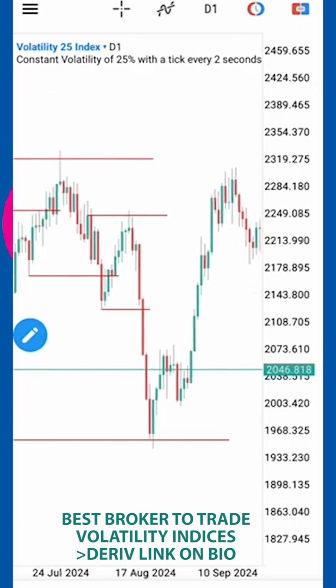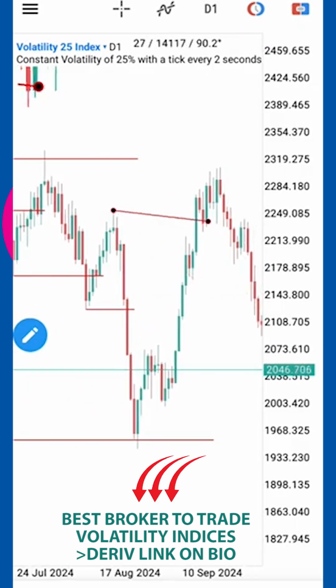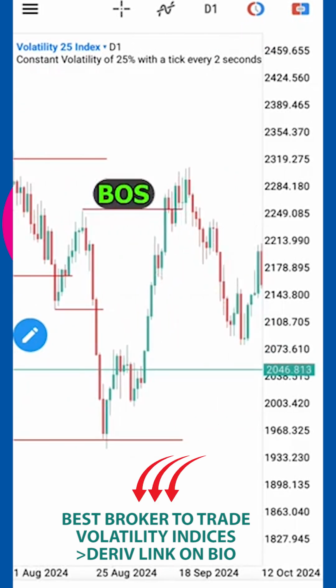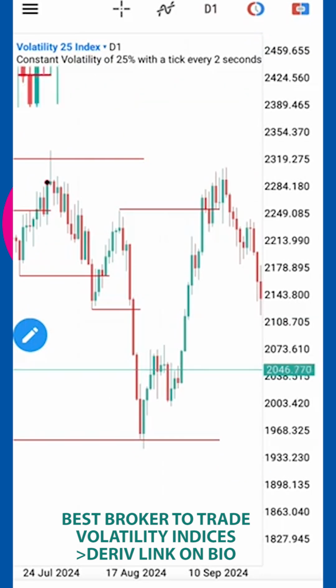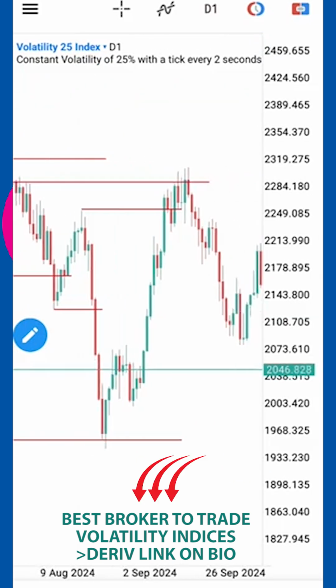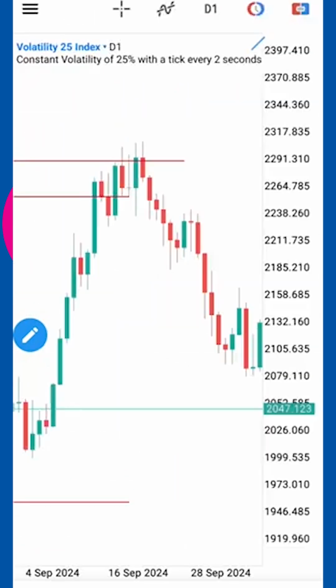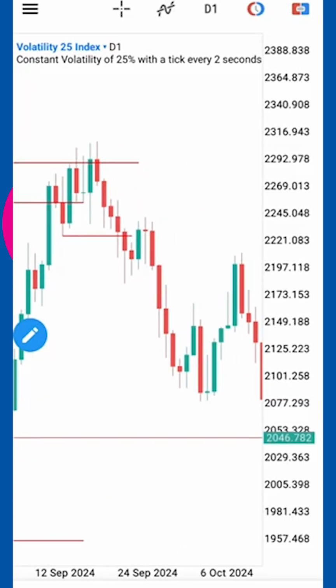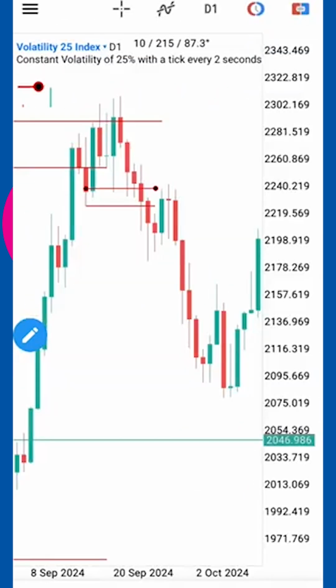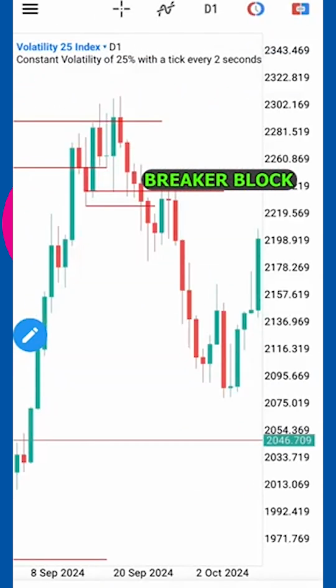Now it returned way back into the premium, where it broke structure above that high, and then went again to the rejection block or the rejection level. So yeah, VIX 25 likes reaching for the rejection blocks. Now it ended up giving us again a break of structure, a change of character, whatever you want to call it, and then went back inside to hit the breaker block.